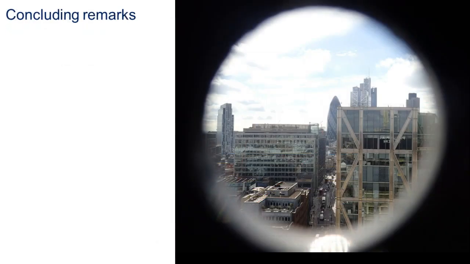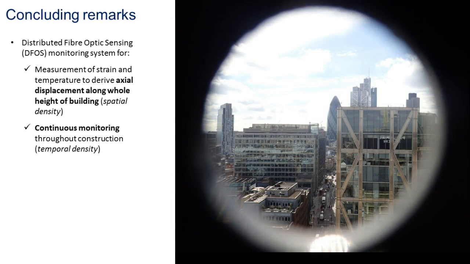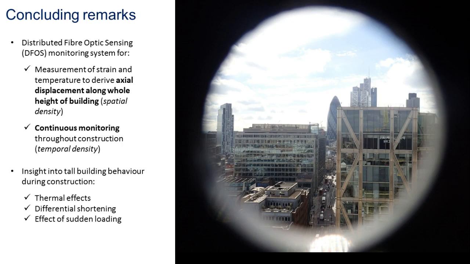So that brings me to the end of my presentation, and in conclusion, I can say that this distributed fiber optic monitoring system that we've developed has allowed us to measure the strain and temperature, and hence the displacement or shortening of the building with a very high spatial density and high temporal density, continuous monitoring, and also monitoring along the whole height of the building, which before this was not possible at all. And this has allowed us, in the case of Principal Tower, to gain insight into thermal effects, differential shortening, and also to observe what effect sudden loading has on the shortening of the building.